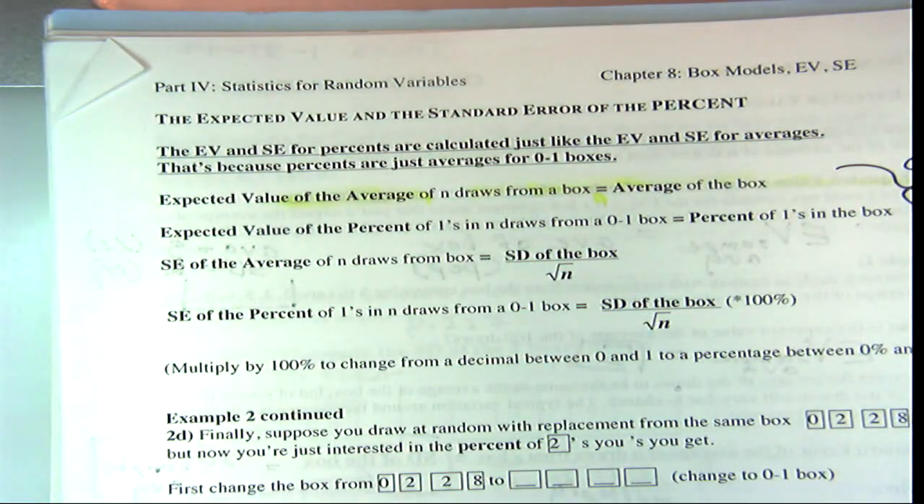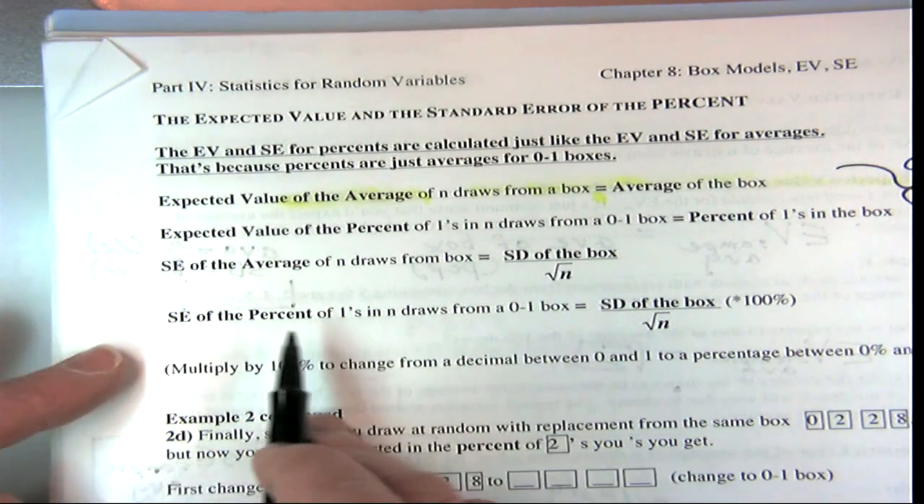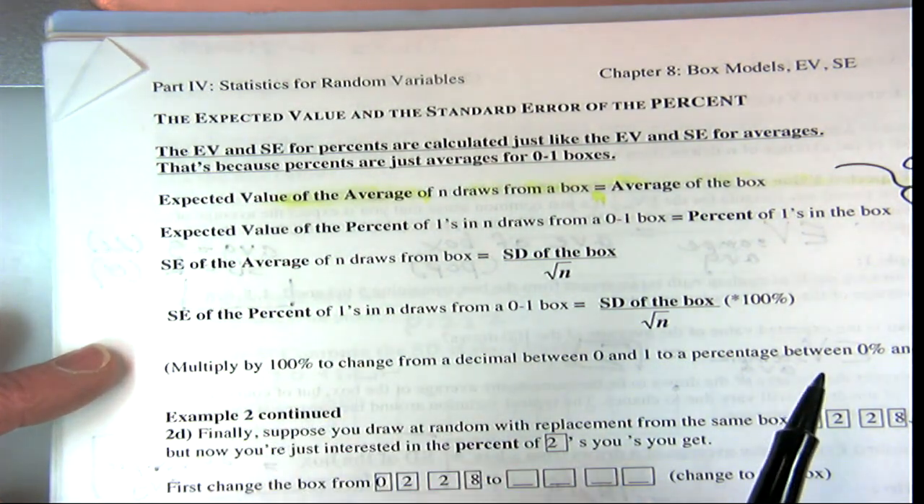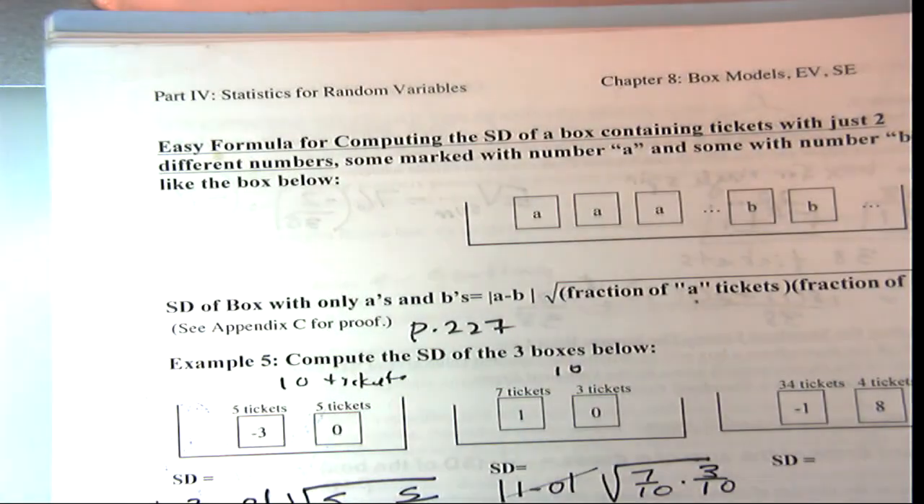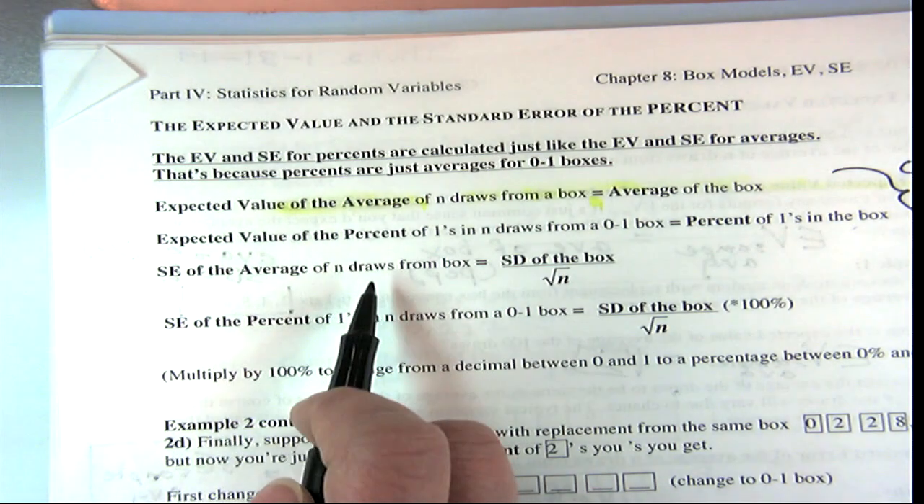If your box has half ones, wouldn't you expect your sample to have half ones? That's all we're saying. So there's no formula for the expected value for the average and the percent. It's just common sense. But now, what's the standard error of the percent? Well, what is it? It's going to be calculated the same way.